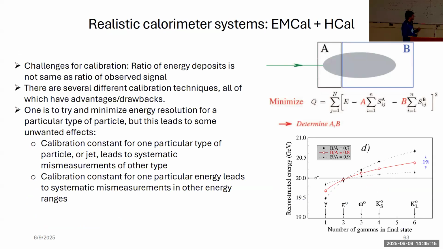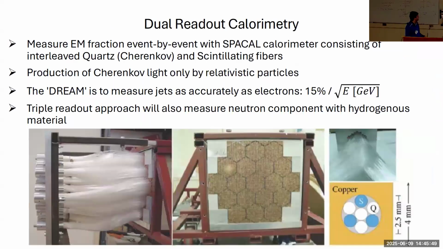And then realistic calorimeter systems really consist of both ECALs and HCALs, and particles would deposit energy in both. It's a real challenge to intercalibrate these two different calorimeters because the ratio of the energy deposits in the two calorimeters is not equal to the ratio of the observed signal. So there's a variety of approaches to actually try and do this, and all of them have different advantages and different drawbacks. Okay, so let me just skip this.